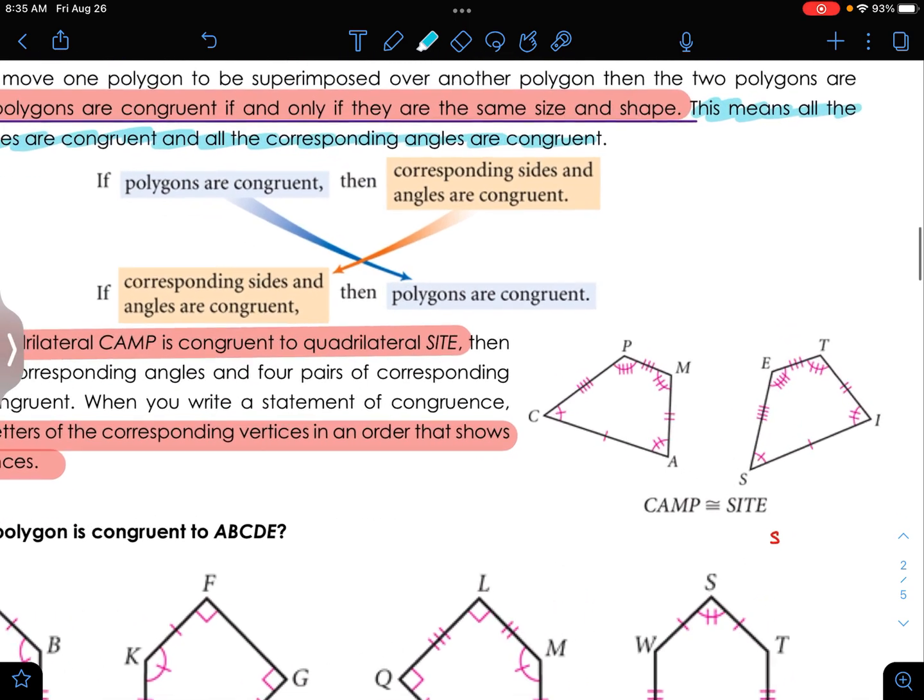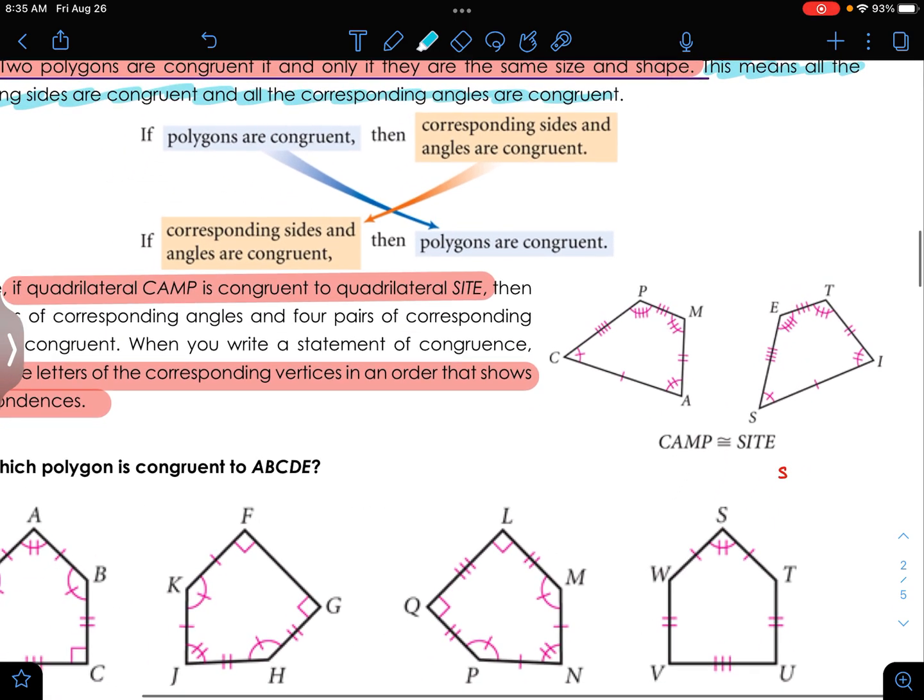If you look at this over here, we have two polygons, and what it says is polygon CAMP is congruent to polygon SITE, or quadrilateral CAMP is congruent to quadrilateral SITE.